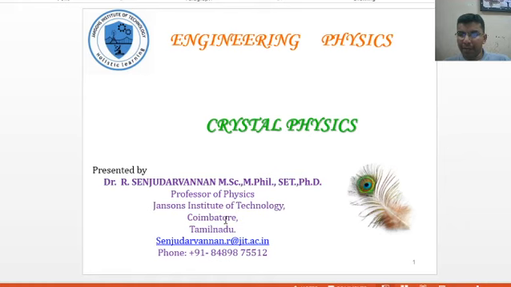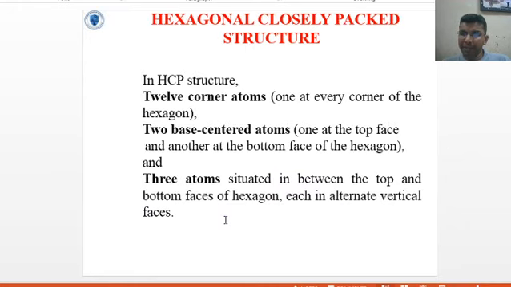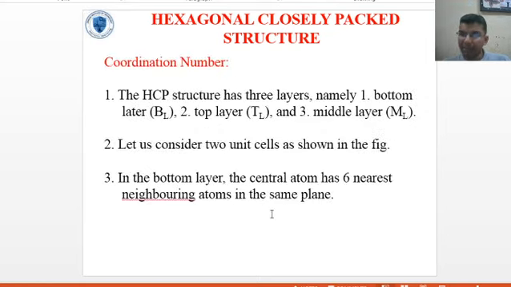In this video we will discuss HCP, hexagonal closely packed. In the HCP structure, 12 corner atoms, 2 base centered atoms and 3 complete atoms are present inside the crystal. Coordination number: the HCP structure has 3 layers, namely bottom layer, top layer and middle layer.